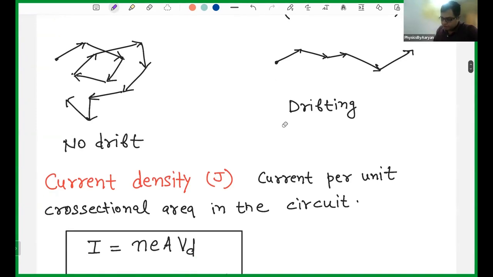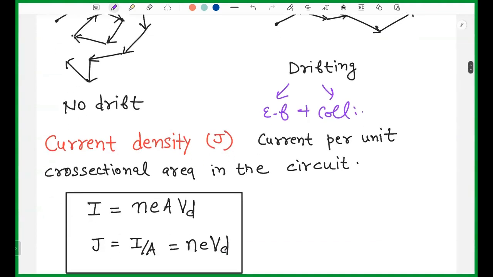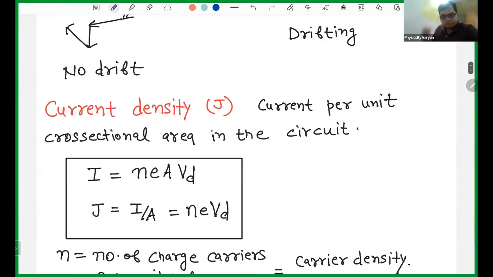So drift is a combination of two things: electric field plus collisions. Okay, so then you get the drift. Clear, everyone? Yes, no? Yes. Okay. Yes, sir. Then comes the next point. If electrons are moving, what will come?